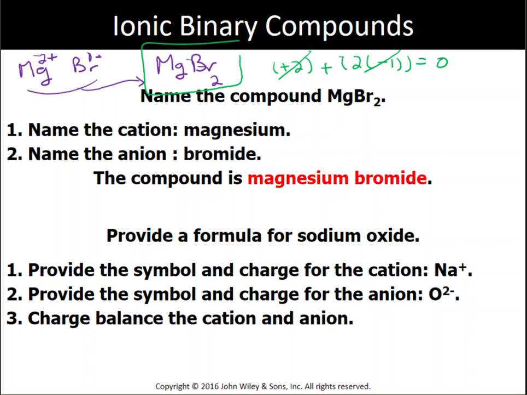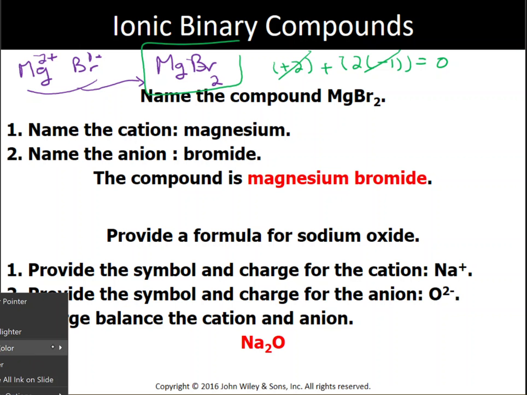So in order to balance the charge, which is the next step, since oxygen is 2 negative, you need to have 2 positive charges to balance the negative 2 charge of the oxygen. So you would need to have 2 sodium here. And in order to show that you have 2 sodium, you use subscripts.